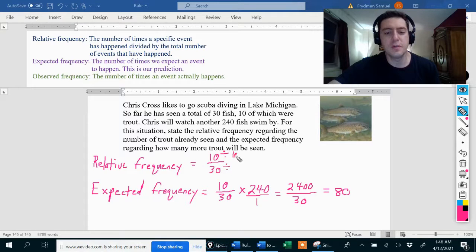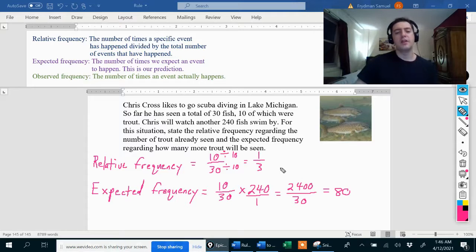Both of these are divisible by 10, and we would get 1/3 there. So out of all the fish he has seen already, 1/3 of them were trout. If he sees 240 more fish, we would expect 1/3 of those to also be trout, and 1/3 of 240 is 80. So it all kind of makes sense.